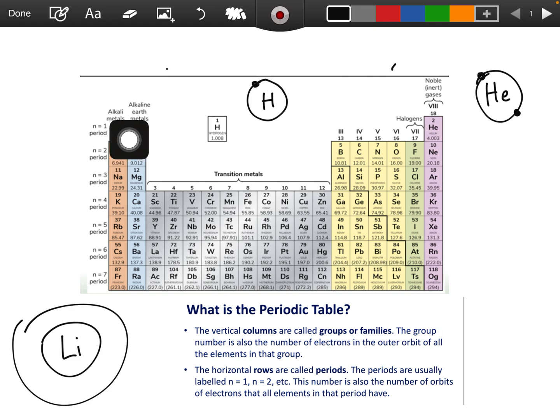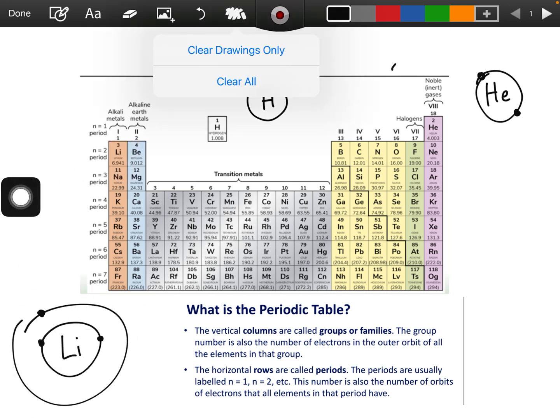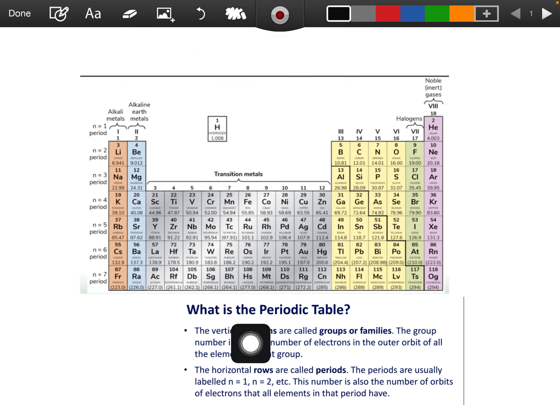It has 3 electrons in total, so we're going to have 1, 2, and then my first shell is full, and then my outer shell has 1 in it. So it was group 1, it has 1 electron in its outer shell, and it was in the second period, it had 2 shells in total. So we looked at the fact that groups are going down the way.